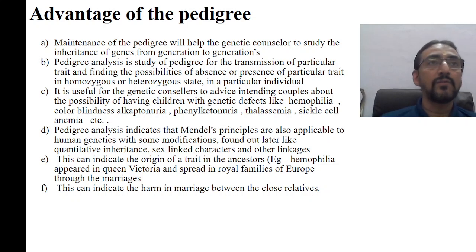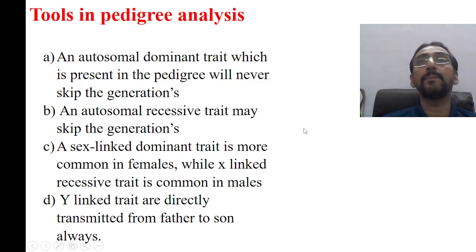So how is it possible? If you maintain a proper pedigree, then only can we identify this. This can also indicate the harm in marriage between close relatives. Anyway, that's a different issue. Now, tools in pedigree analysis. What are the different things that you have to know?